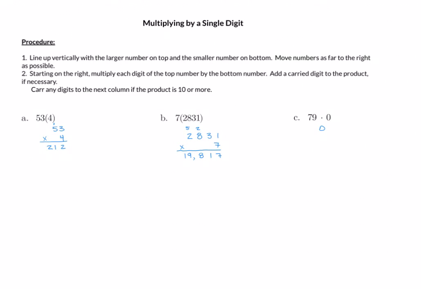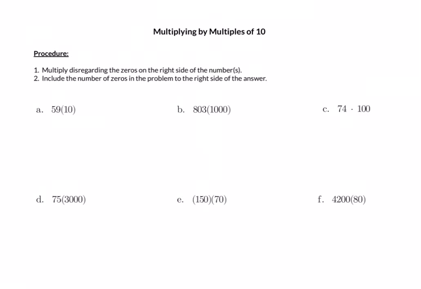All right, so those are some examples of multiplying by a single digit. The next thing we want to look at is multiplying by multiples of 10, meaning numbers that end in zeros. So there's a shortcut to this. Remember that 0 times anything is 0. I'm not going to actually multiply them. So I'm going to multiply disregarding the zeros on the right side of a number. And when I am done with my multiplication, what I'm going to do is just take all the zeros to the right side of the numbers and add them onto the answer.